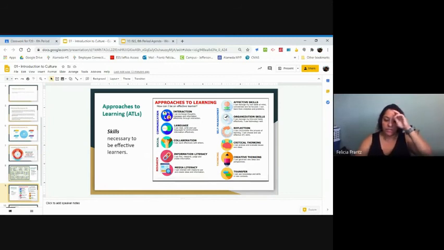Each of the units that we will complete over the course of our time together will have anywhere from 2 to 3 ATLs or skills highlighted in them.